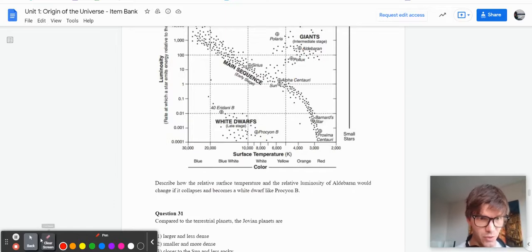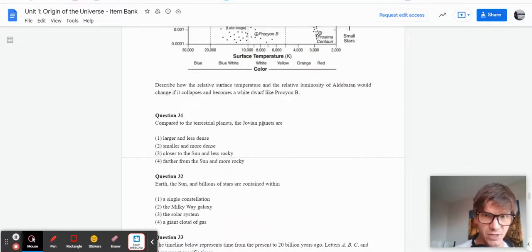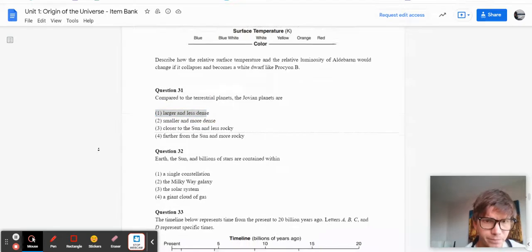Let's continue. 31. Compared to the terrestrial planets, Jovian planets are going to be larger and less dense. Best answer for that one. The Jovian planets are farther from the sun and more gassy. They're farther from the sun, so that would be wrong. They're less rocky. That's right. Best answer here would be choice 1.